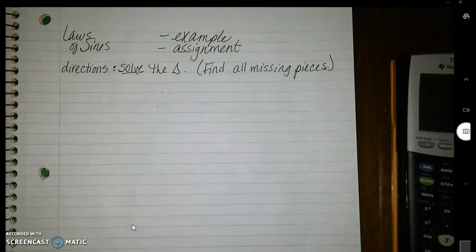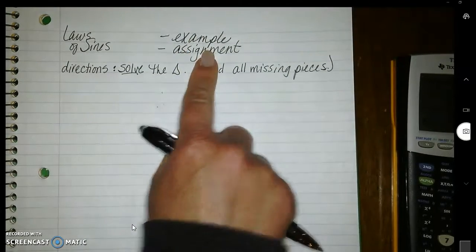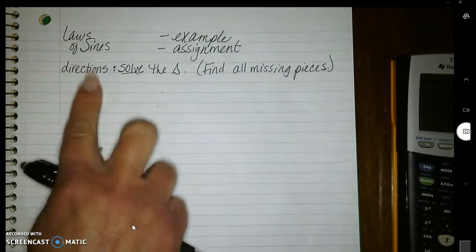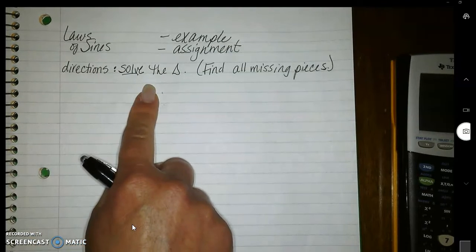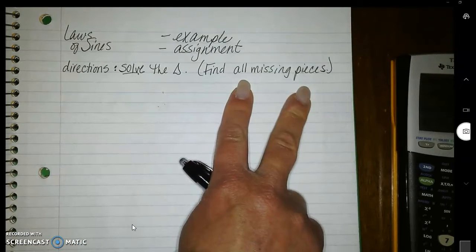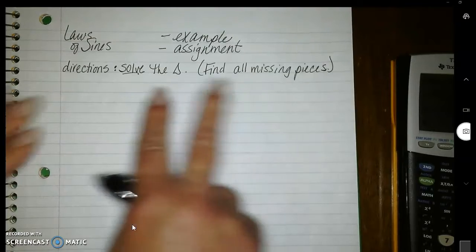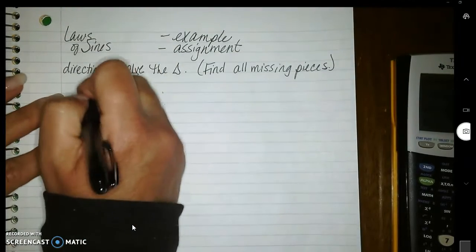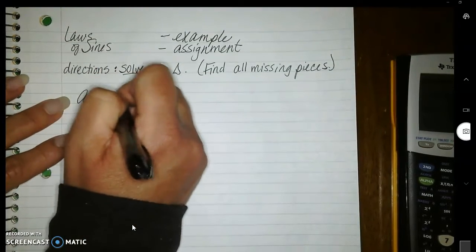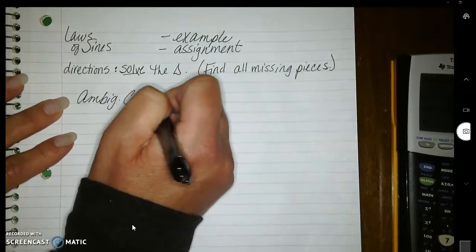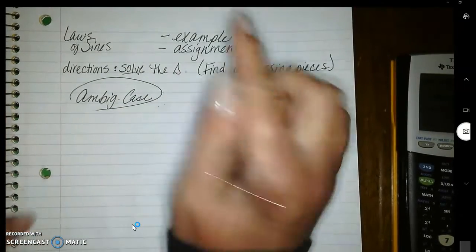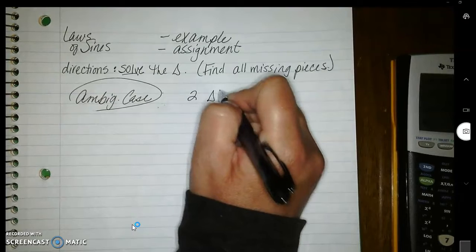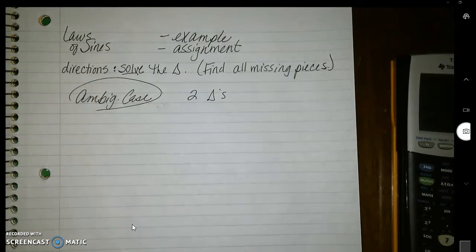Great, so I'm going to go over an example with you, and then I'm going to give you your assignment. I do want you to keep in mind that the directions say to solve the triangle, which basically means you're going to be finding all of those missing pieces. This is definitely one of the ones where it is an ambiguous case, okay? And I'm purposely giving you an example and an assignment where we're going to have two triangles, okay? Let's go ahead and get started.